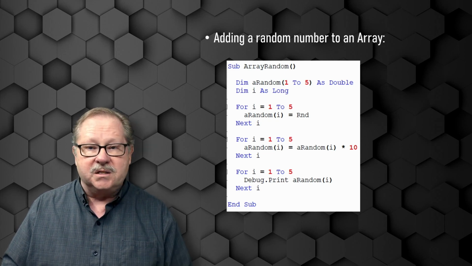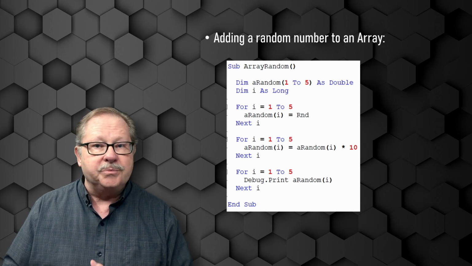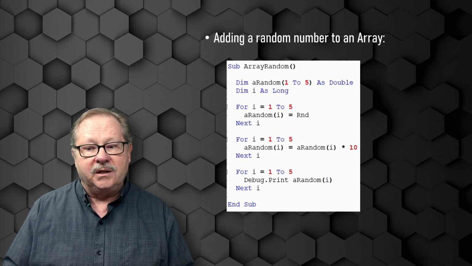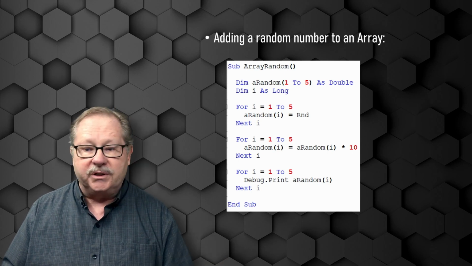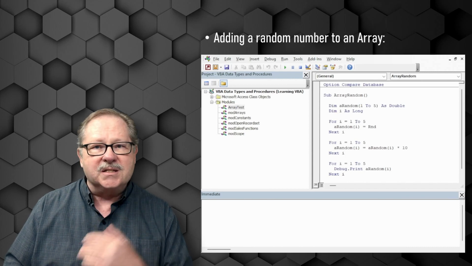So quick and simple. And notice 3 For Next loops: quickly initialize it, quickly multiply it times a number, and quickly then output it to a debug window. So let's look and see how that works.